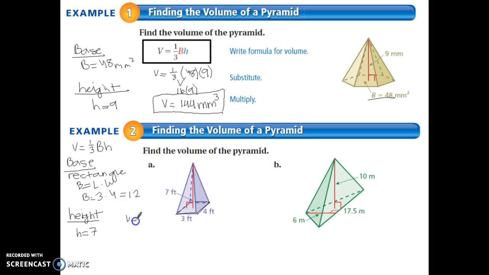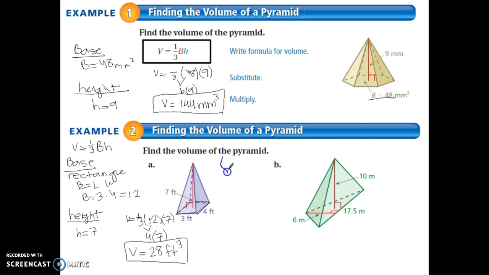I've got volume is equal to 1/3 of the base, and my base is 12, so 1/3 of 12 times 7. 1/3 of 12 is 4. When I multiply these two, I get 4 times 7, which is 28. My units are feet, and since this is volume, I have it to the 3rd power. So the volume of this pyramid is 28 cubic feet.